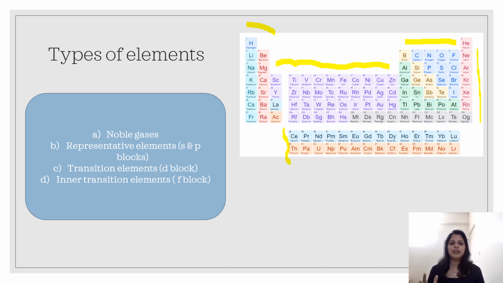So you can find all these different types of groups in a periodic table. You have noble gases, representative elements, transition elements, and inner transition elements.